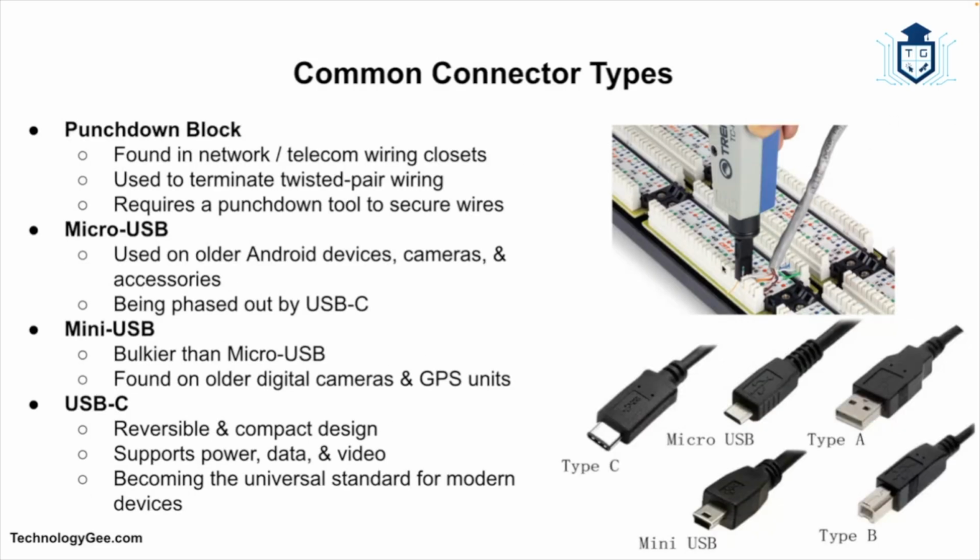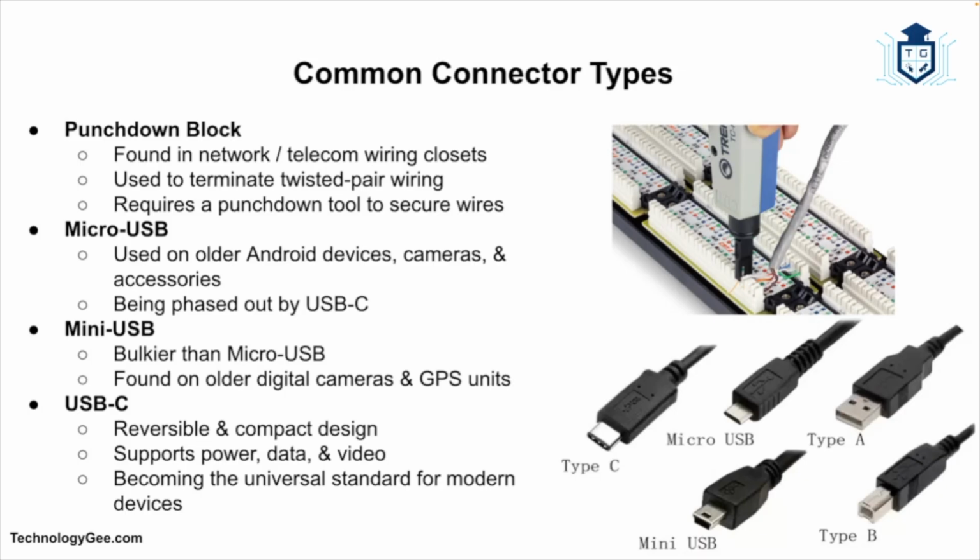And then we have what is called a punch down block. This is found in network and telecom wiring closets. This is used to terminate twisted pair wires for structured cabling, and this requires what is called a punch down tool to punch the wires into place.